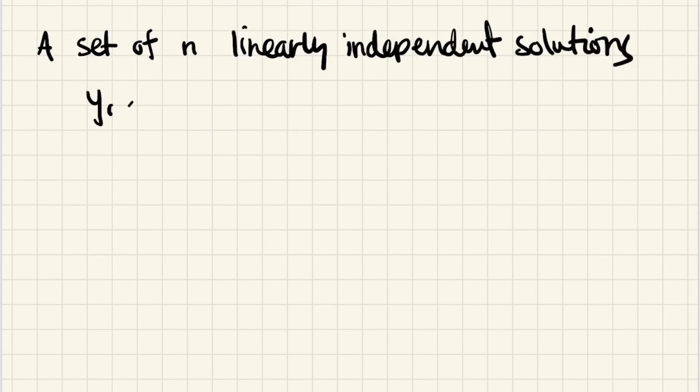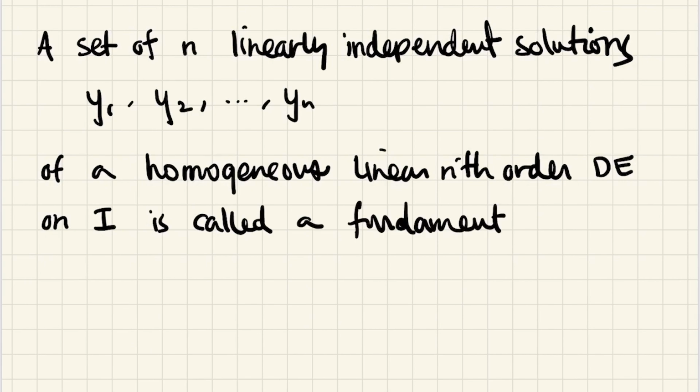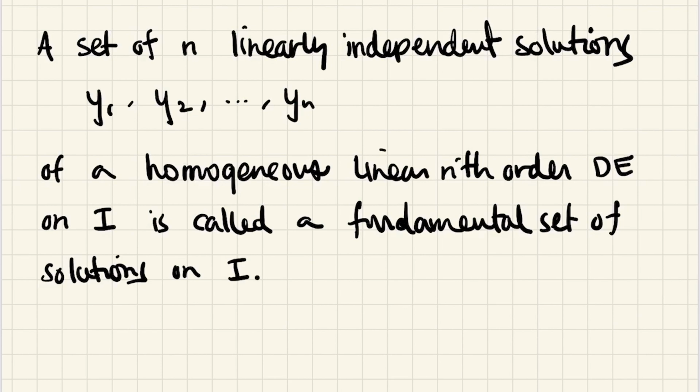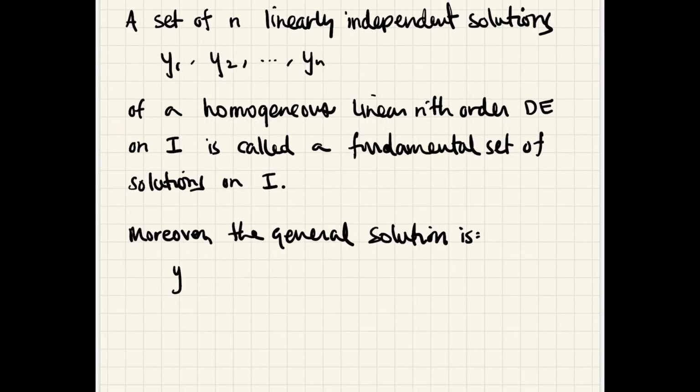Okay, let's write this down. So a set of n linearly independent solutions, say y1, y2, all the way up to yn, of a homogeneous linear nth order differential equation on an interval I is called a fundamental set of solutions on I. Moreover, the general solution to the differential equation is y equal a constant times the first solution, plus a constant times the second solution, all the way up to a constant times the nth solution.